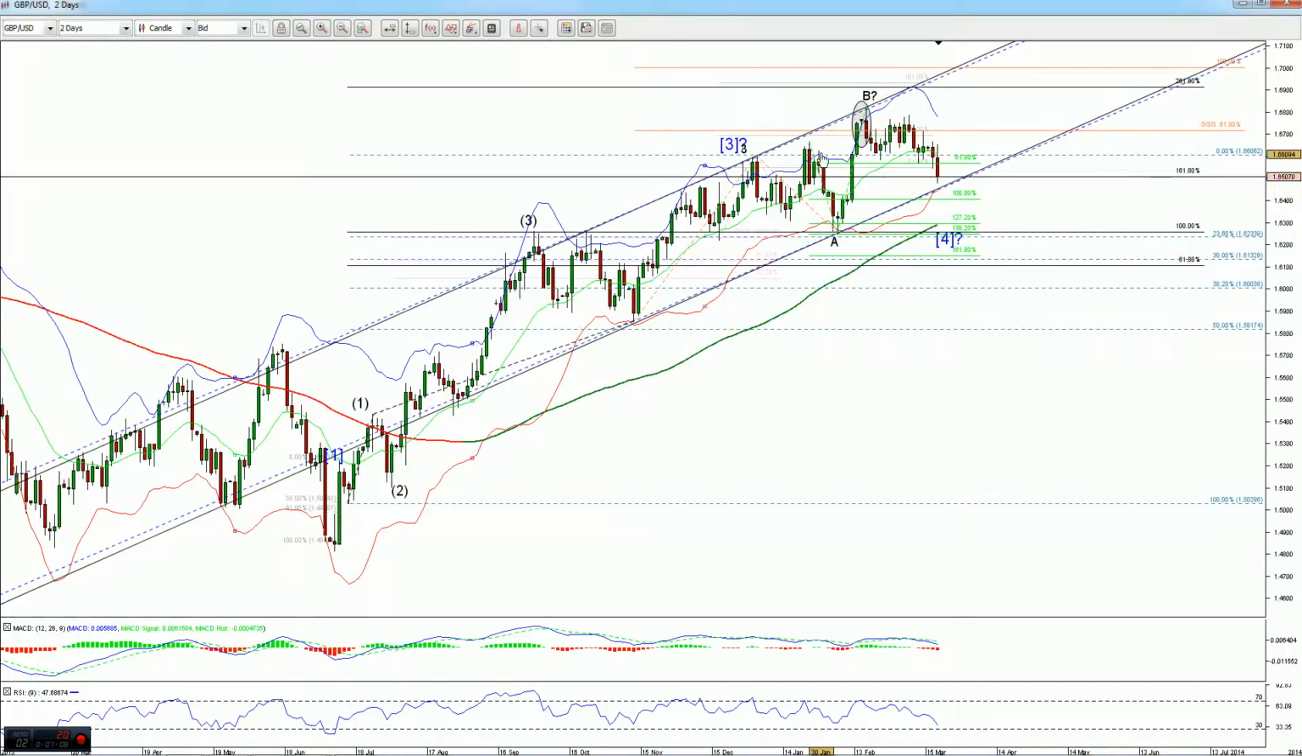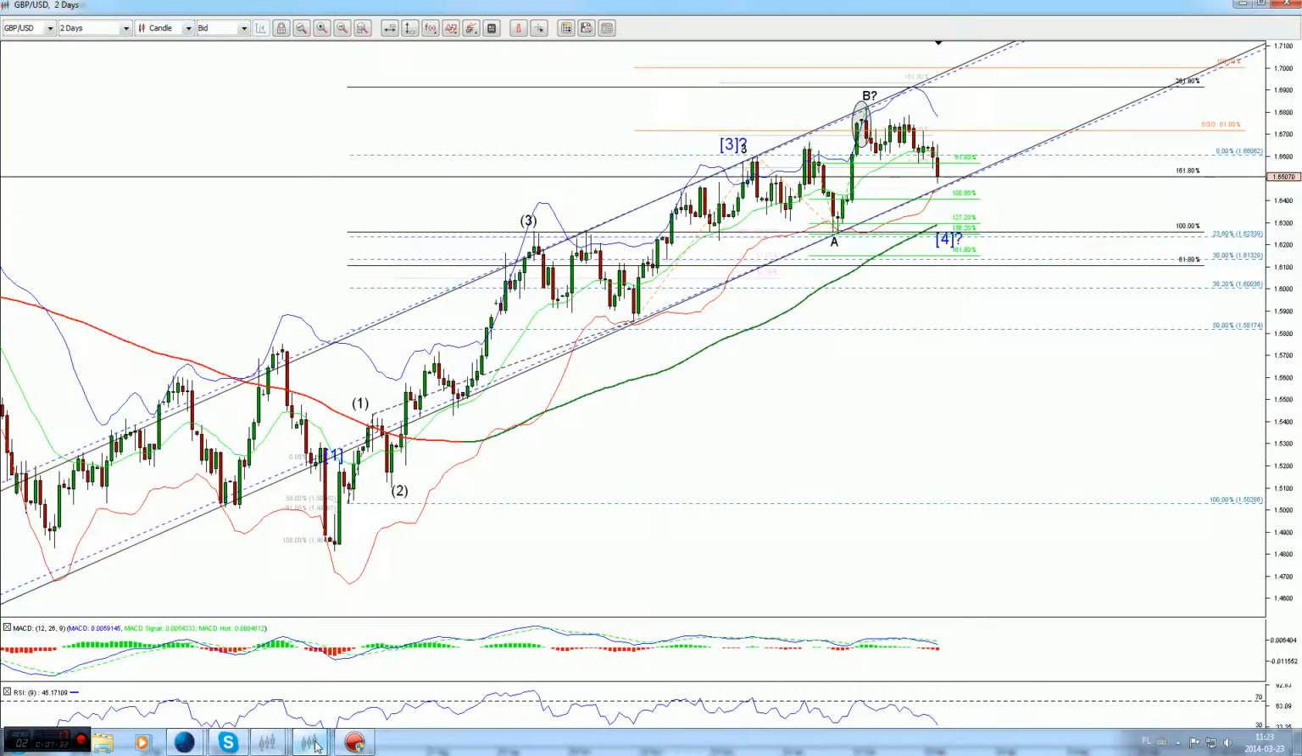I mean, being equal to the length of A, or a little bit shorter, or it may break this channel line. Okay, this is also possible. It may break the channel line slightly, reaching this 127.20 or around those levels. They're very typical for a C wave.